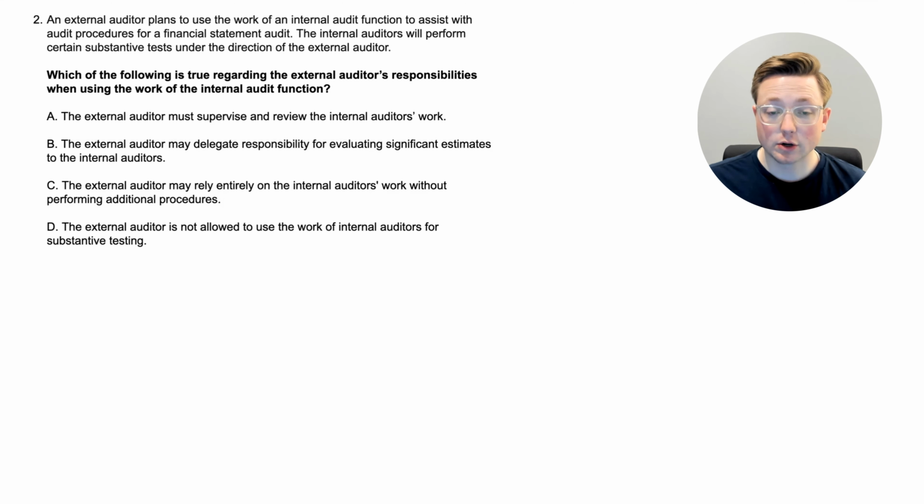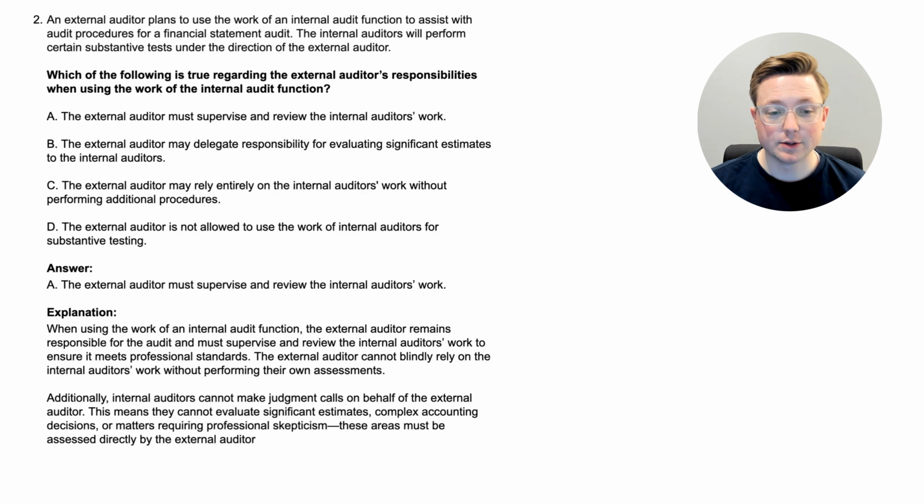Option A, the external auditor must supervise and review the internal auditor's work. Option B, the external auditor may delegate responsibility for evaluating significant estimates to the internal auditors. Option C, the external auditor may rely entirely on the internal auditor's work without performing additional procedures. Or option D, the external auditor is not allowed to use the work of internal auditors for substantive testing. Okay, so out of these different options, which one sounds like the correct answer? Based on what we learned in the first question, you might have a general idea of what the correct answer is here. So maybe pause the video and think through this. If not, let's go ahead and look at the answer together.